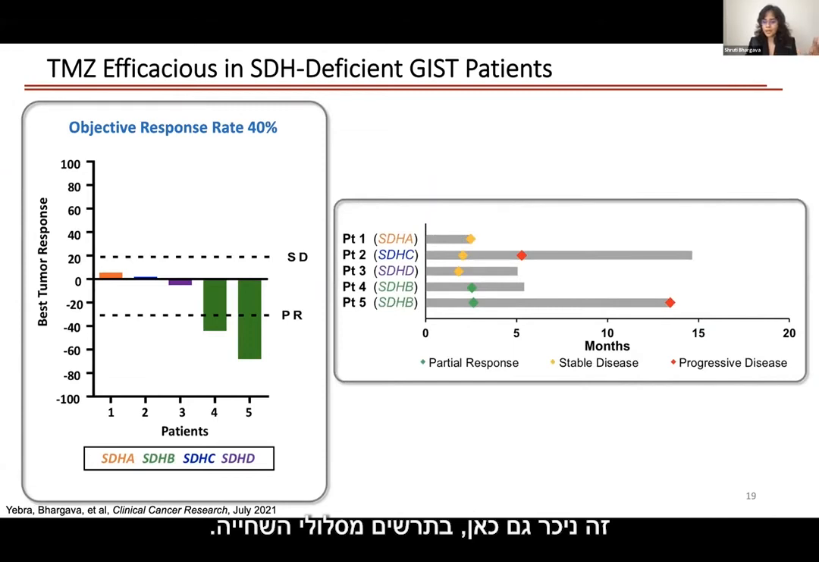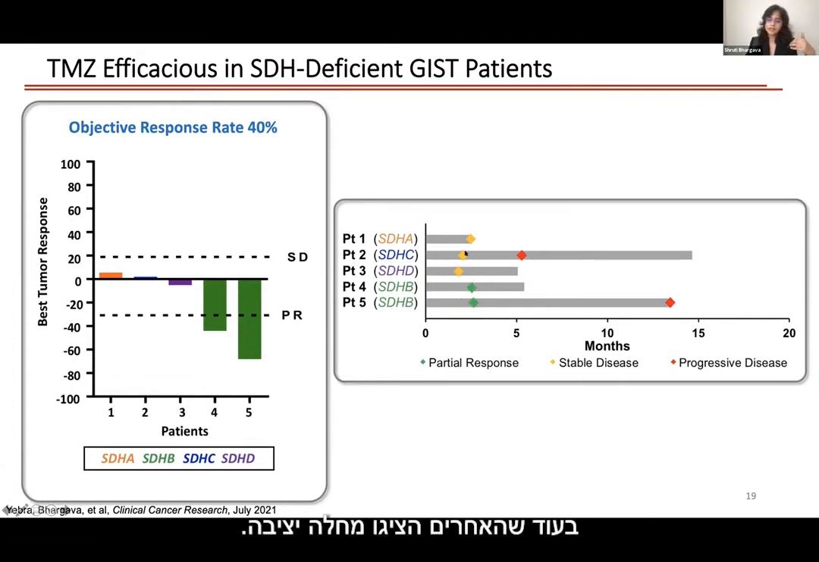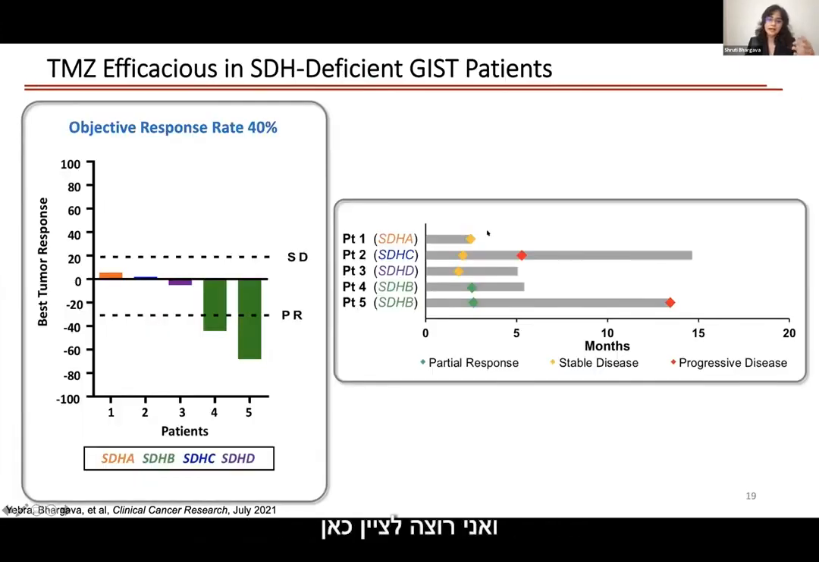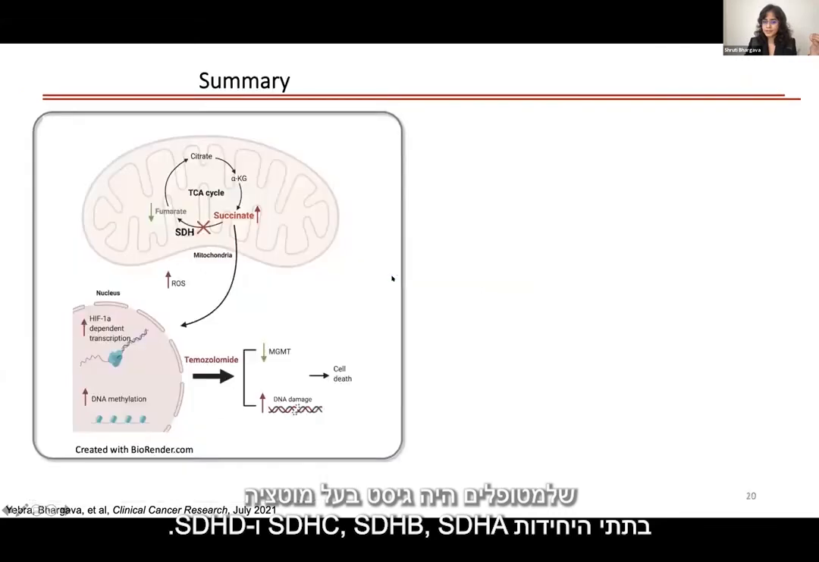As is also evident here in the swimmer's plot, where we see that 2 patients had a partial response, whereas others showed a stable disease. And I just want to point out here that the patients were coming from SDHA mutant GIST, SDHB mutant GIST, SDHC mutant, as well as SDHD mutant GIST.